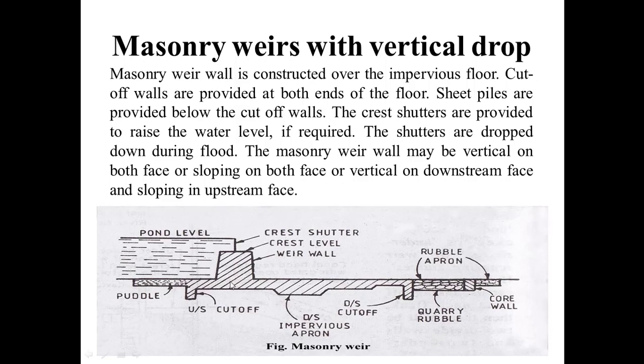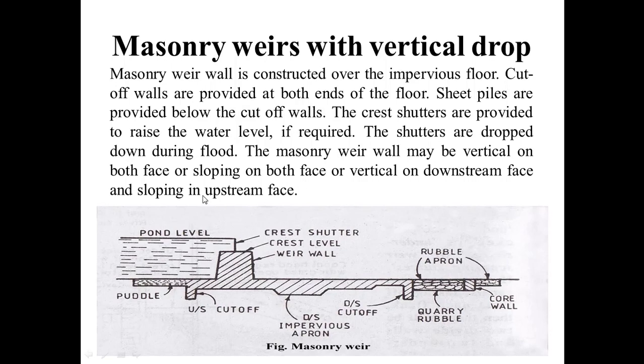An impervious floor is constructed and the masonry wall is constructed above it. Also, cut-off walls are provided on both ends, and sheet piles are provided below the cut-off walls. In this case they are not shown, but here too, with these cut-off walls, sheet piles are provided. The crest shutters are provided to raise the water level if required, meaning for extra storage of water, crest shutters are installed if extra ponding is required.